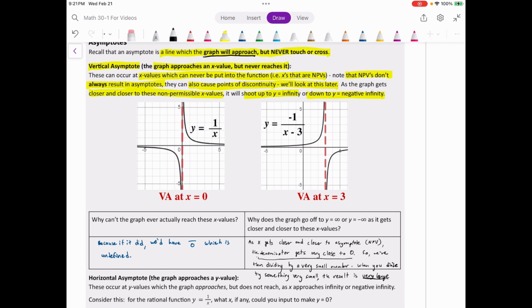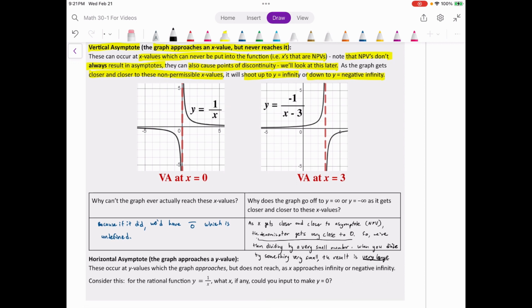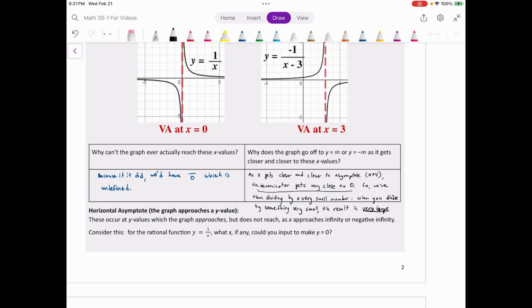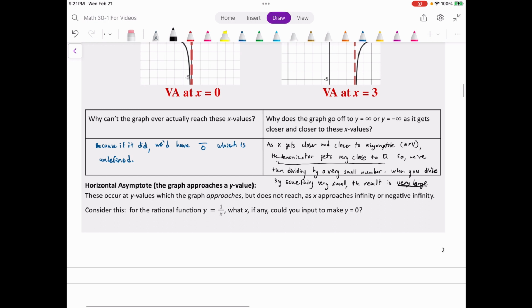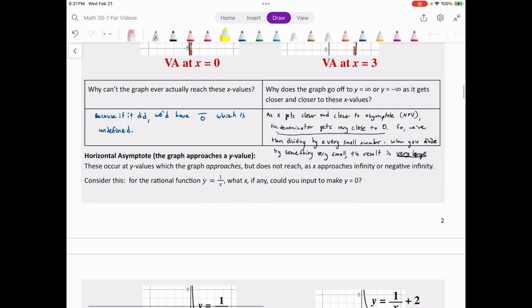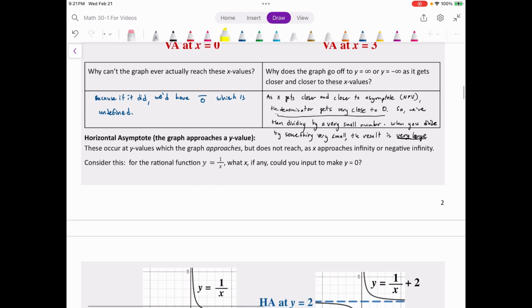We will find them at our non-permissible values. Just, again, worth noting in the back of your brain, not all non-permissible values are always going to lead to vertical asymptotes. They can also lead to something called a point of discontinuity. I know that seems a little mysterious for now. When we see points of discontinuity later, I promise it actually makes a ton of sense why they don't have an asymptote, but the function is still undefined there. So save that for later.